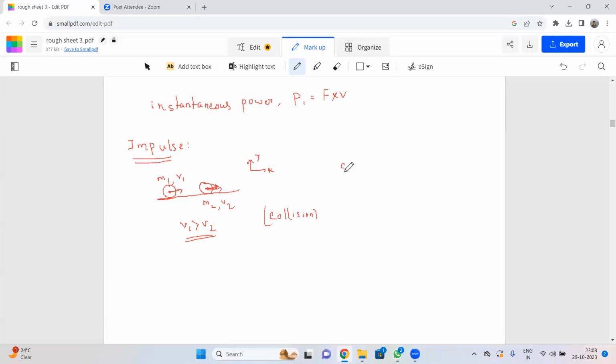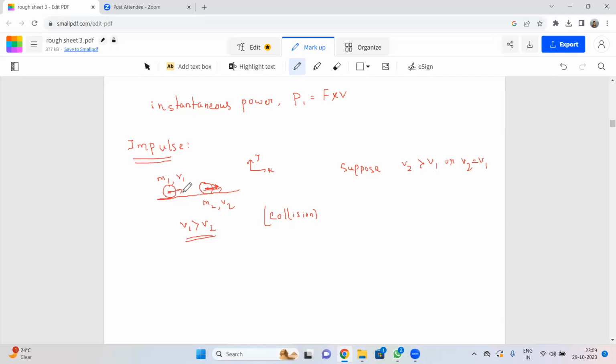Otherwise, suppose v2 is greater than v1, or suppose v2 is equal to v1. Let us first consider v2 greater than v1. What will happen? It will move faster, so the first ball can never hit the second one. Or if the velocities are equal, then the distance between them is going to be fixed. They are not going to collide. So v1 must be greater than v2.